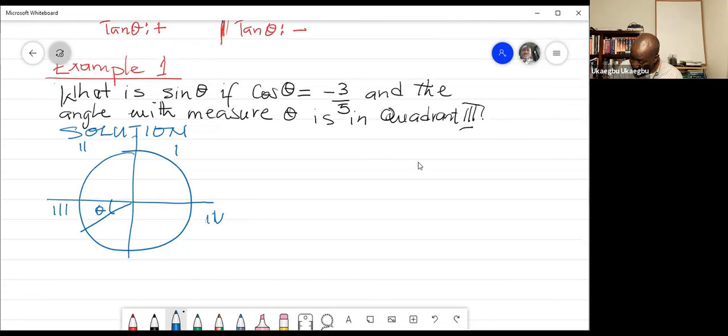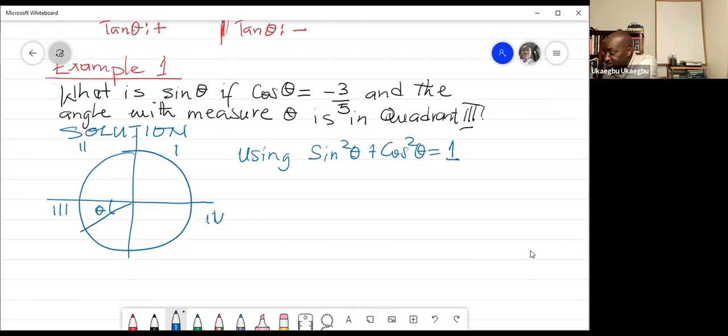So you can say using sine squared theta plus cos squared theta is equal to 1. This was the formula we derived yesterday. And I said, don't worry, we are going to solve problems relating to it. And that's what we are doing right now. So then the next thing is you substitute the value, substitute cos theta equal to -3/5. All right.